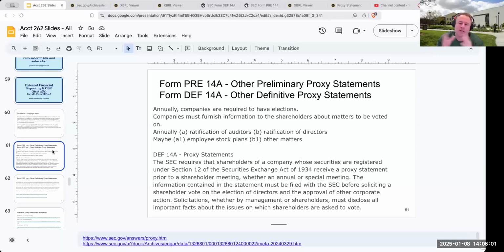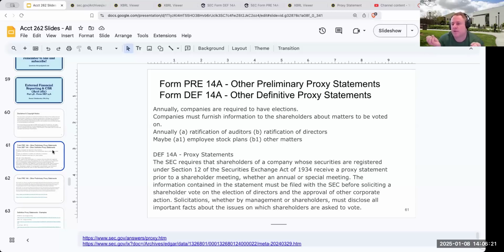So I'm going to include a bunch of links, and I want to give a shout out to Investopedia before we get started because they do a great job of going through and summarizing the different parts here. So there are a couple of different forms of proxy statements, but let's just take a step back for a second. What exactly does a proxy statement do?